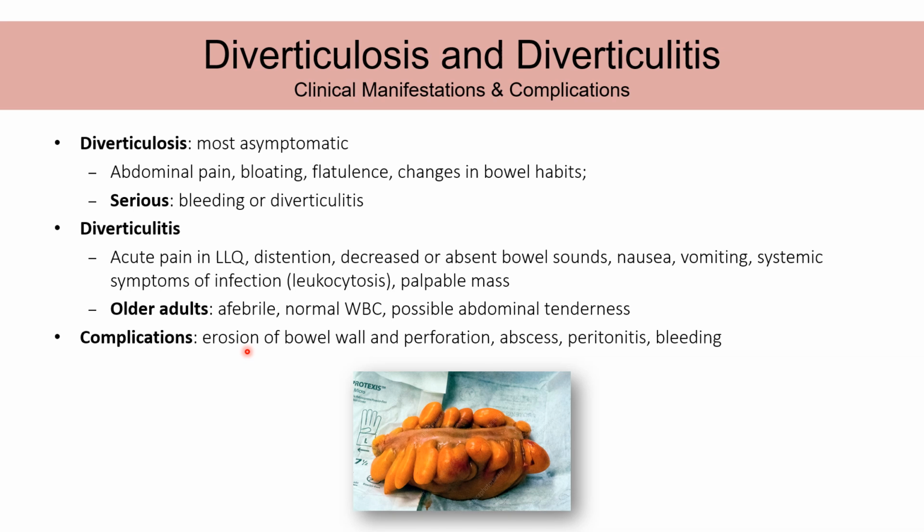In the older adult, they may not have a fever, they may have a normal white blood cell count, but they may have some abdominal tenderness. And again, complications: erosion of the bowel wall that leads to perforation, abscess, peritonitis, and bleeding.